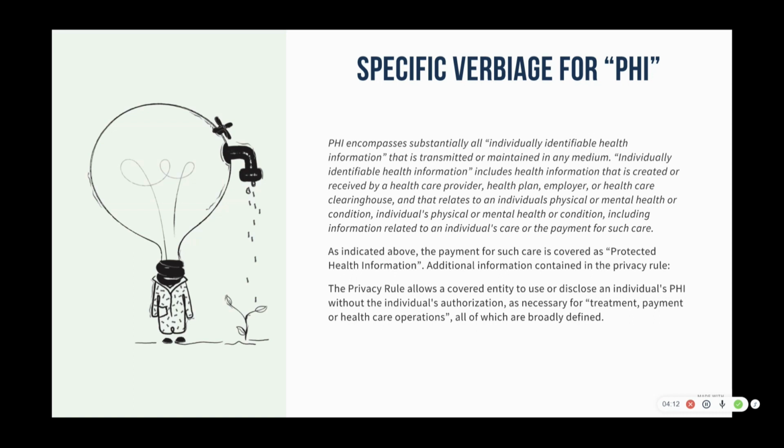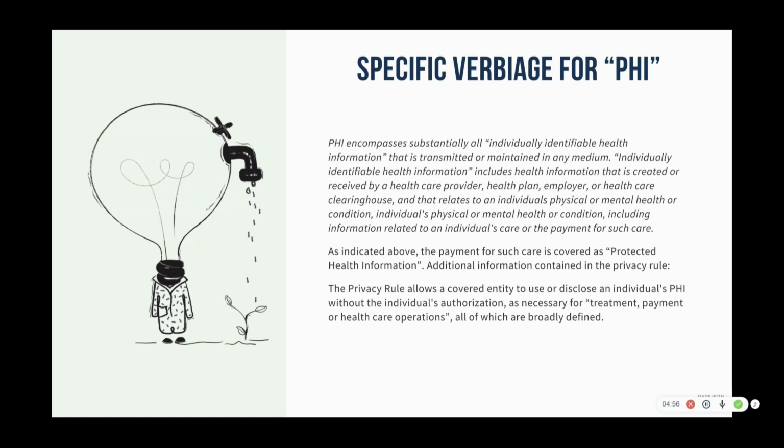So PHI encompasses substantially all individually identifiable health information, and we're talking about information that is transmitted or maintained in any medium, and this actually includes credit reporting, right? Individually identifiable health information includes health information that is created or received by a healthcare provider, health plan, employer, or healthcare clearinghouse, and that relates to an individual's physical or mental health condition, including information related to an individual's care or the payment for such care. So as indicated above, the payment for such care is covered as PHI, right?